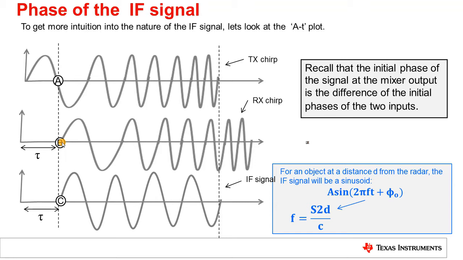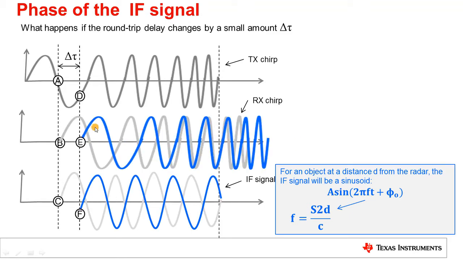Now what happens to the phase of the IF signal if the object moves by a small amount such that the round trip delay tau changes by delta tau? The new RX signal, represented by the blue curve here, is going to shift by an amount delta tau. Also, the IF signal is correspondingly going to change. Now the starting phase of the new IF signal, that is the phase of the IF signal at point F, is going to be the difference of the phase at D and the phase at E.